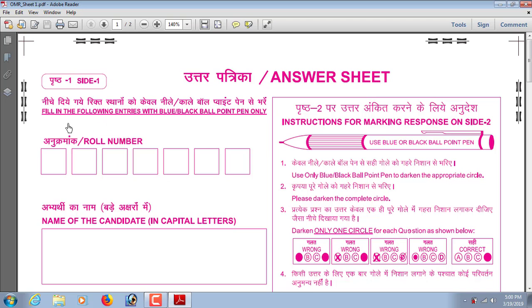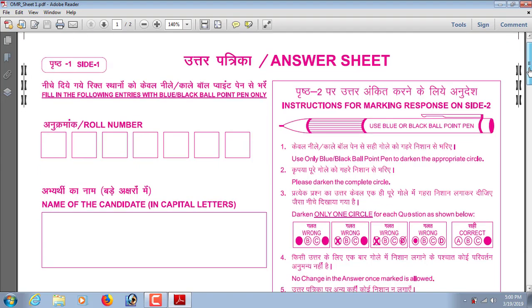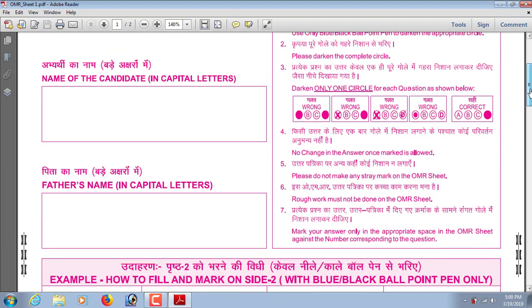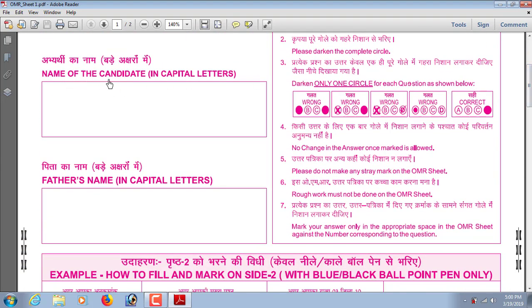On side 1, fill in the following entries with the blue or black ball point pen only. Here you have to write your roll number, which is already given in your hall ticket, and you have to use only blue or black ball point pen in this case. You are not supposed to use any gel pen. Also you have to write the name of the candidate, the student who is appearing for this exam, in capital letters, and after that the father's name, to be written in capital letters.